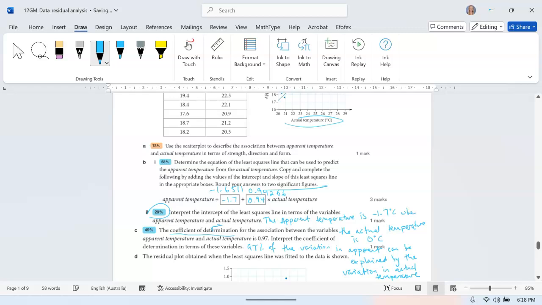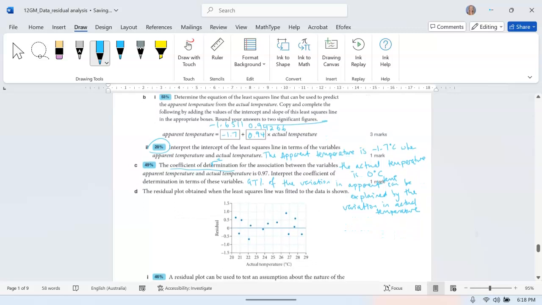Now, if you had to do it the other way, like if it said what's not explained, it's 3%. 3% has been explained by other variables. You do not have to list what they could be, because they could be anything. So 97% of the variation in apparent temperature, so I should write temperature there, can be explained by the variation in actual temperature. The other 3% can be explained by other variables.